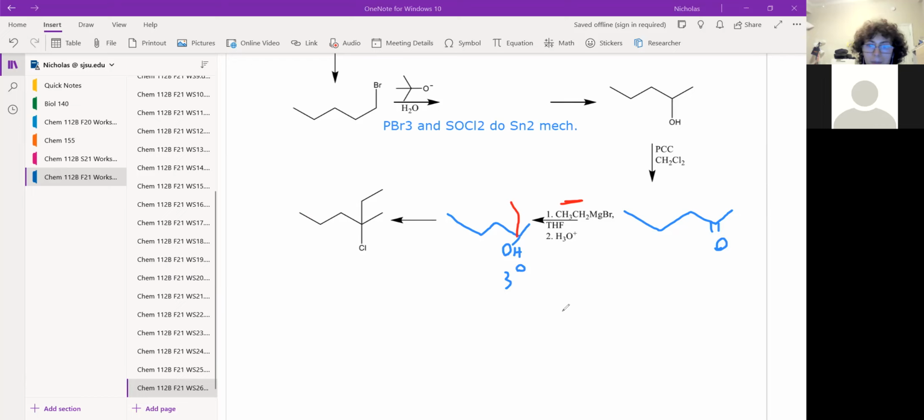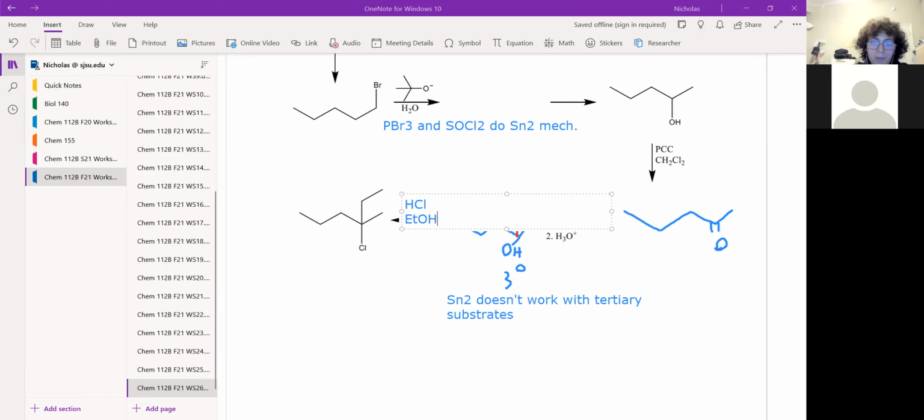So tertiary is not good for SN2. Doesn't really work with SN2 mechanisms. So we can't use SOCl2 just because it's tertiary. Instead, we have to do an SN1 mechanism. And that means you would use HCl instead.